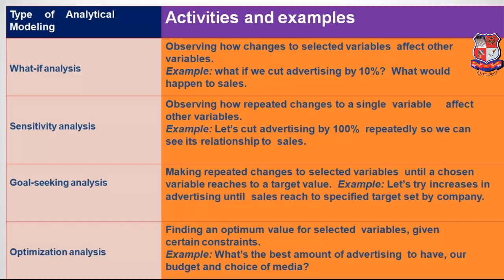The last is the optimization analysis. In optimization analysis, we have to find an optimum value for selected variables for given certain constraints. For example, what's the best amount of advertising given our budget and choice of media? So here budget and choice of media are the constraints, and with these constraints we have to find the optimized amount of advertising.